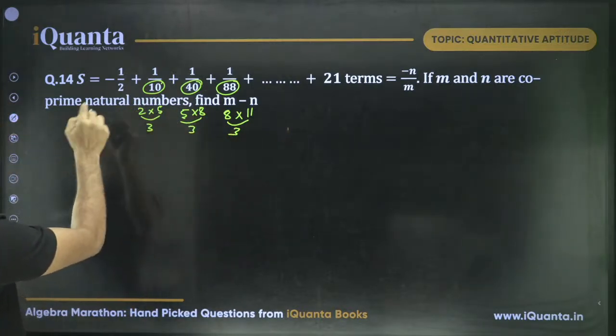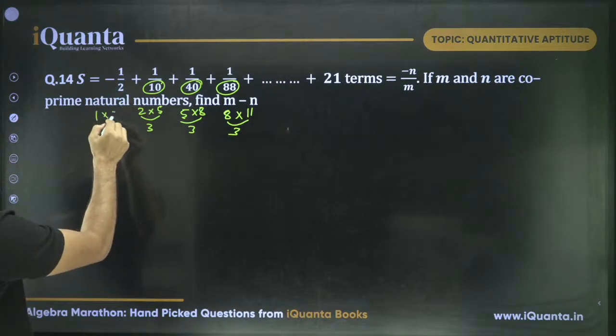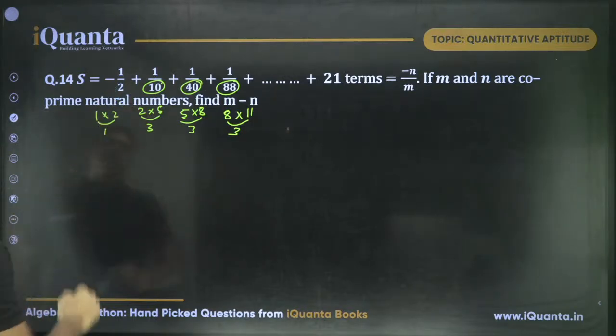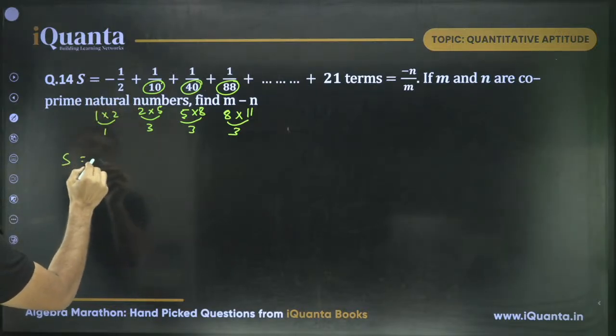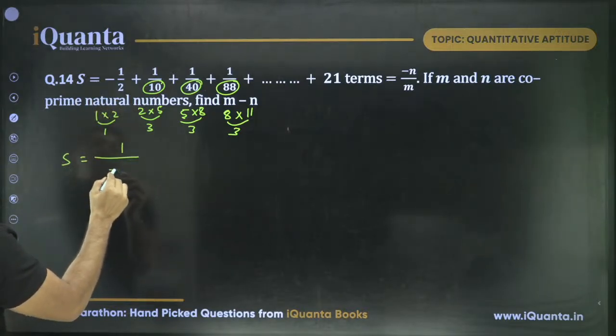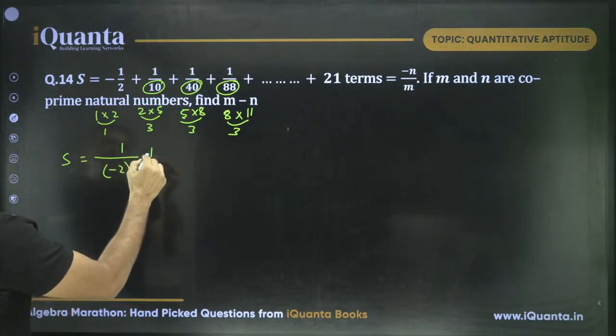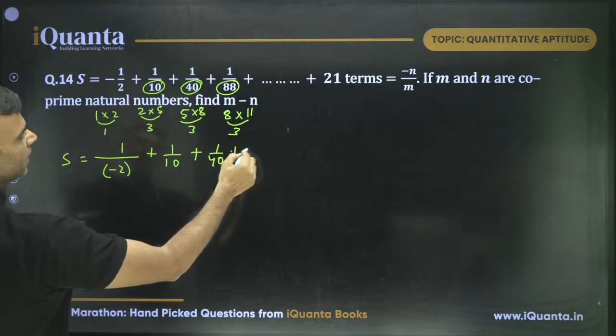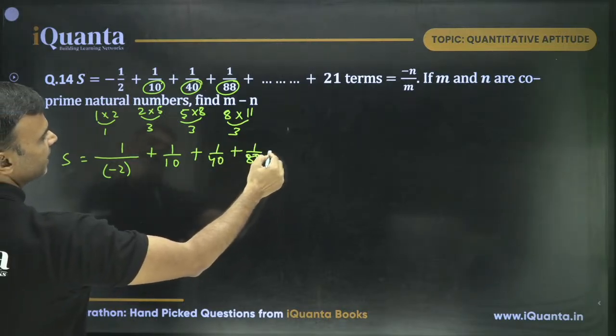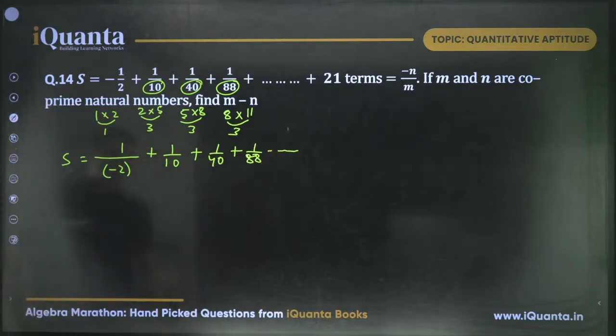Now coming back to this, 2 is 1 into 2. Here the difference is 1. This is not matching. But actually it is minus 1 by 2. So can I write it as 1 upon minus 2, 1 upon 10, 1 upon 40, 1 upon 88 and so on. ऐसे लिख सकता हूँ.